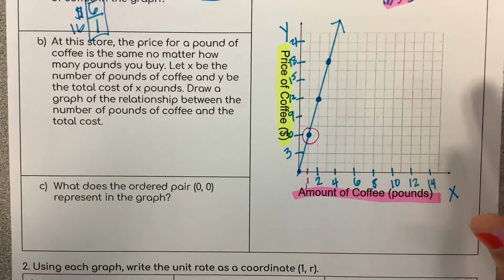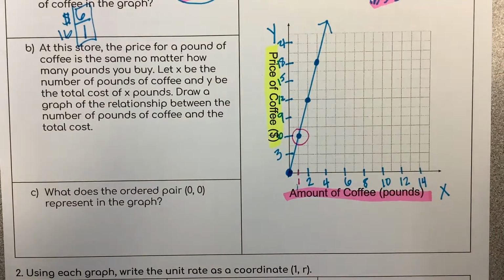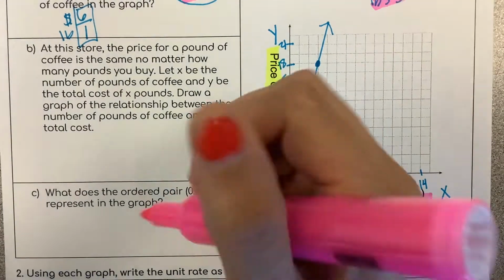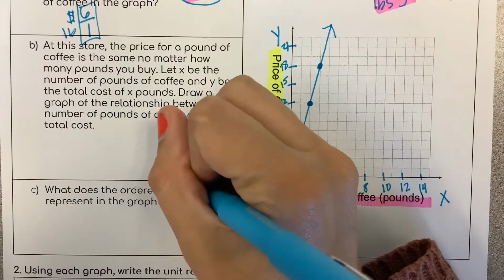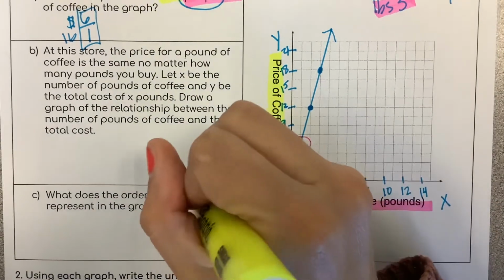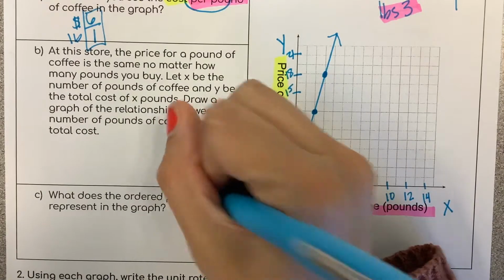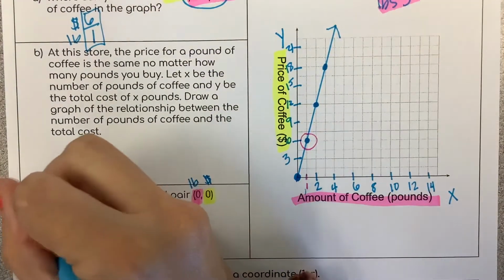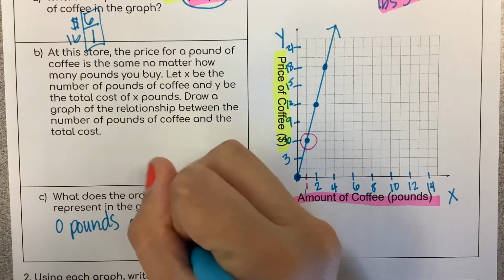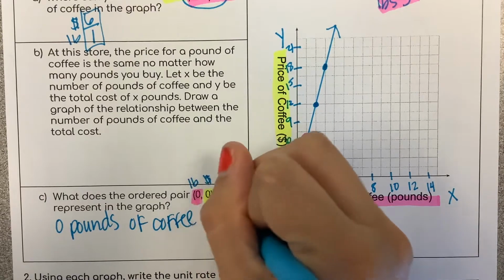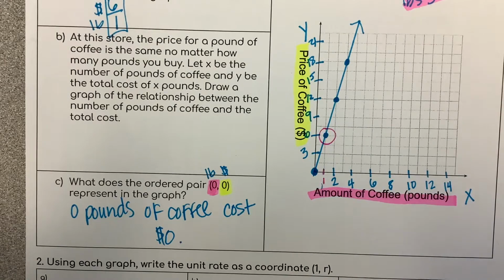And then part C, what does the ordered pair 0, 0 represent? So this ordered pair right here, 0, 0, what does that represent? Remember that this first 0 is our X value, which is representing pounds, and the second 0 is our Y value, which is representing the price, the cost. So what that means is 0 pounds of coffee costs $0, which makes sense. They better not be charging you anything for nothing, right?